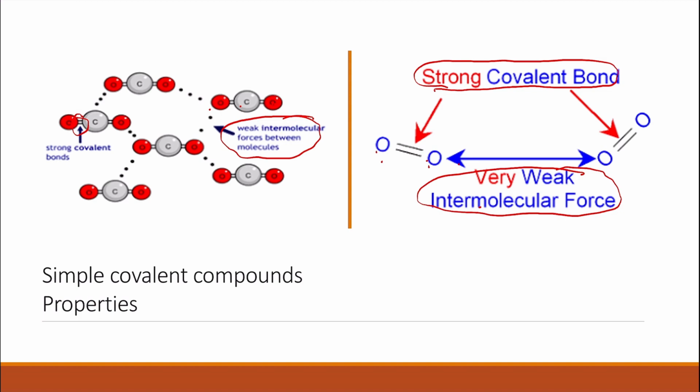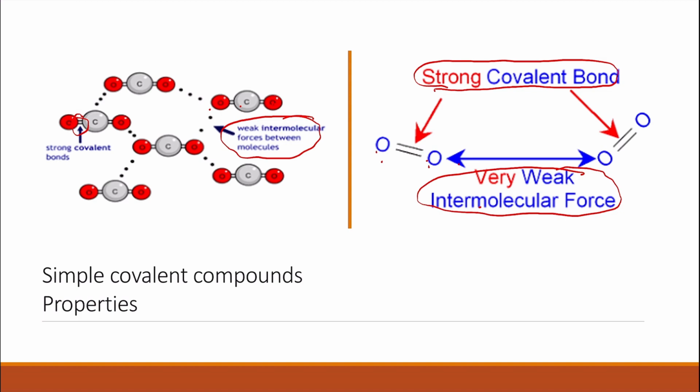If the size of the molecule increases, meaning the number of atoms within the molecule increases, then the intermolecular forces between the molecules will also increase. That means the boiling and melting point of the molecule will increase. So increasing the size means an increase in the intermolecular forces, which means an increase in the boiling and melting points.